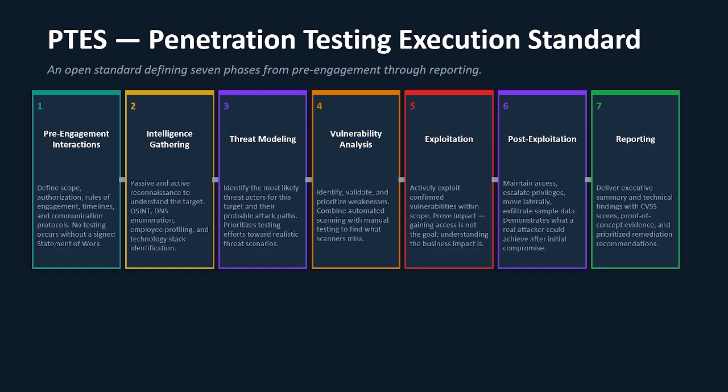Step 2 is intelligence gathering, and this is passive and active reconnaissance, where you try to actually understand the environment, understand the target, and learn more about it. So there's OSINT, which is open source intelligence. You can do DNS enumeration, where you look at DNS records, you try to identify domains that are part of that or subdomains, IP addresses, routing, that sort of stuff. There's also employee profiling and technology stack identification. All of this intelligence gathering will happen there.